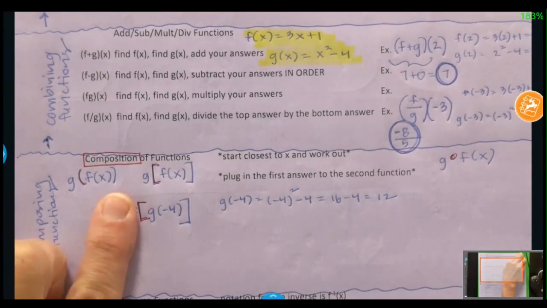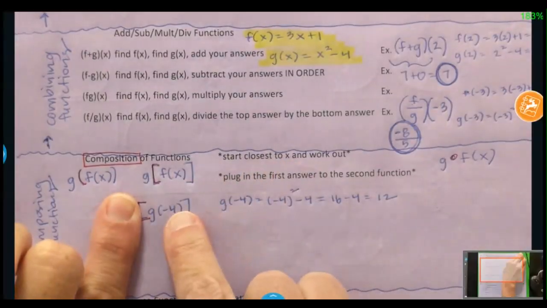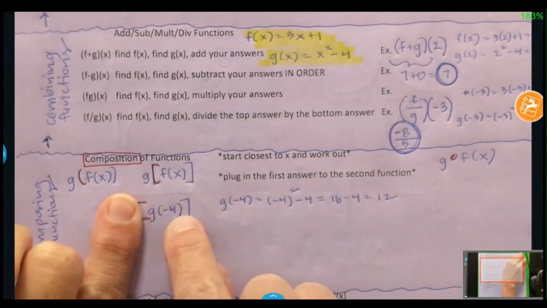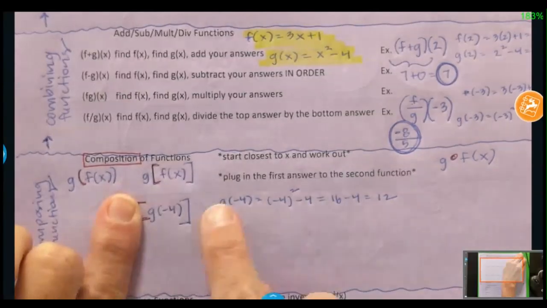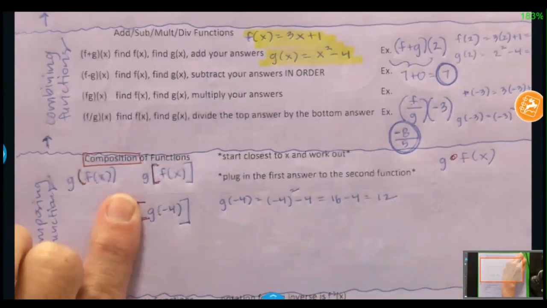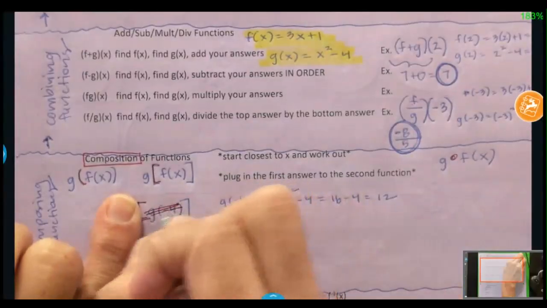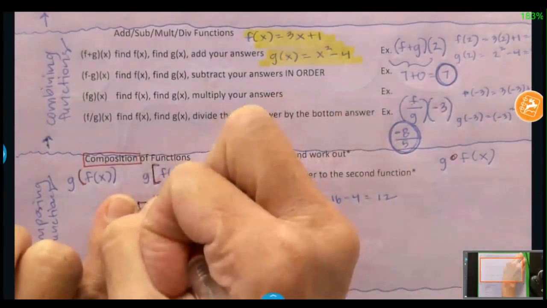All right. Now, look at your notes. It says start closest to x. Caleb gave us -4 as his x, and work out. So we start the closest one to -4 was g. I haven't even looked at f yet. So Caleb evaluated g of -4, and he got 12. Everybody with me on that? All right, take your pencil, your pen, your highlighter, whatever you're writing with, and scratch this out. It is no longer there. In place of g of -4, we just found out there is a 12.